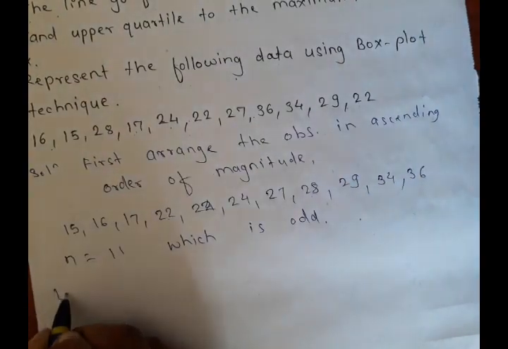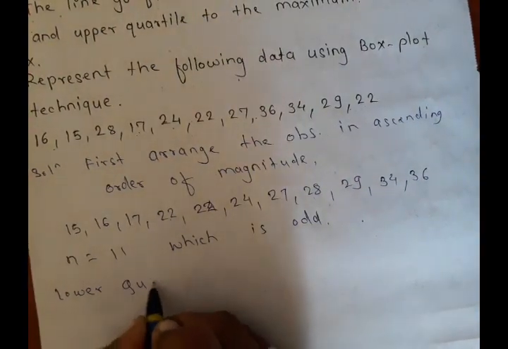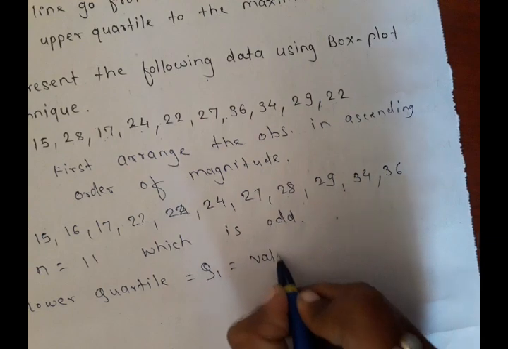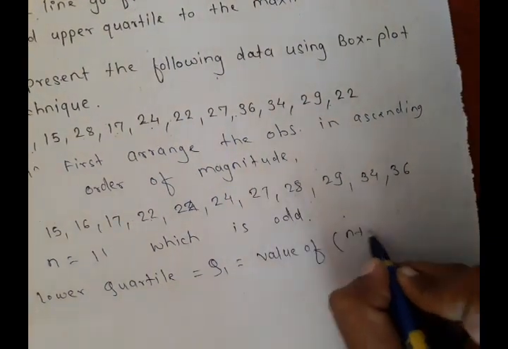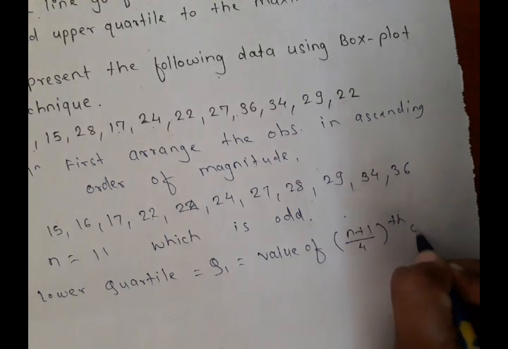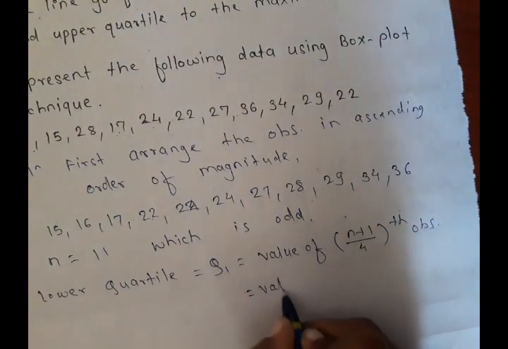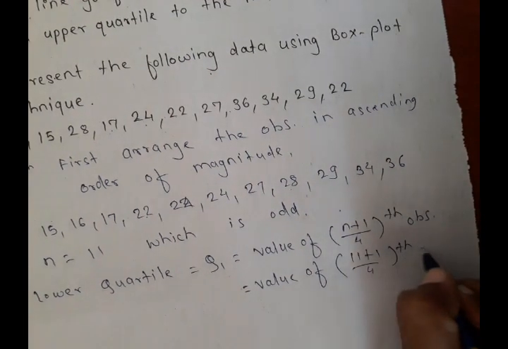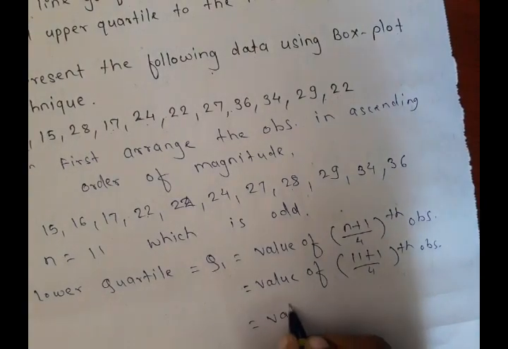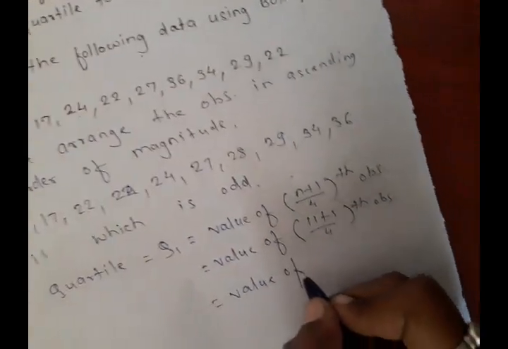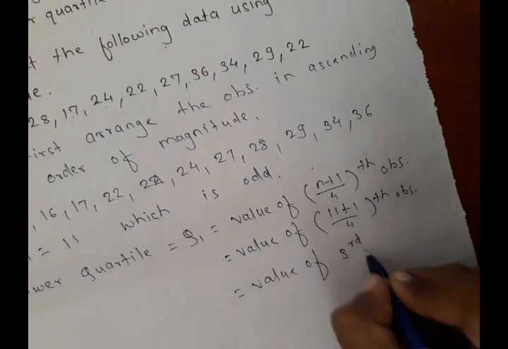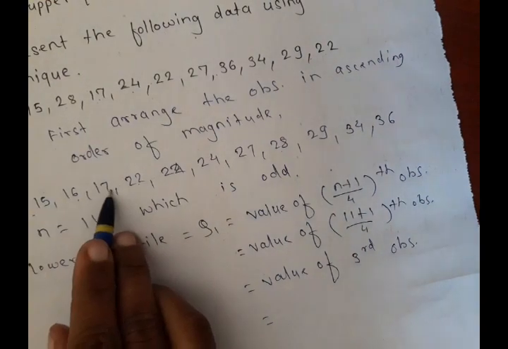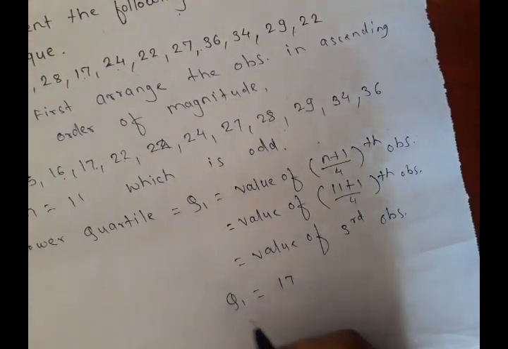So first, lower quartile, Q1, which is equal to value of (n plus 1) by 4th observation, which is equal to value of (11 plus 1) by 4th observation, 12 by 4 is third observation. Third observation is 17. So Q1 is equal to 17.